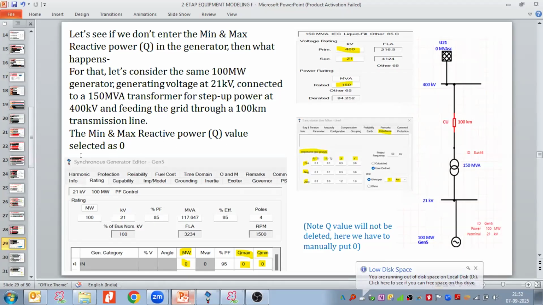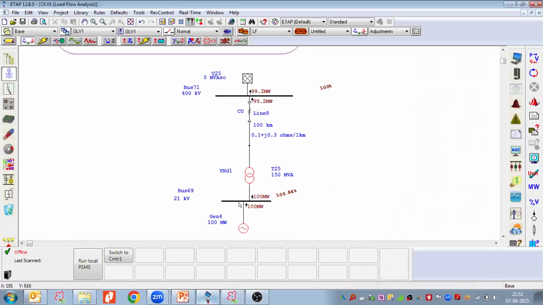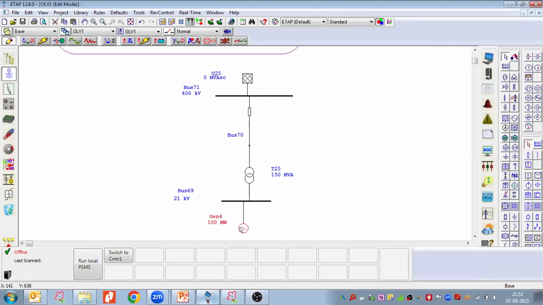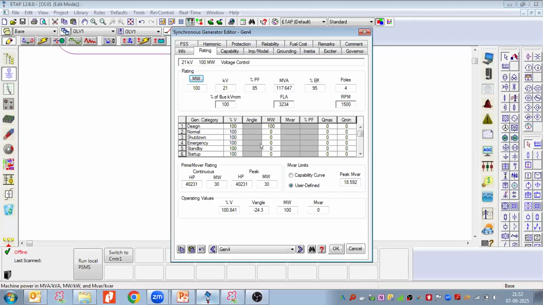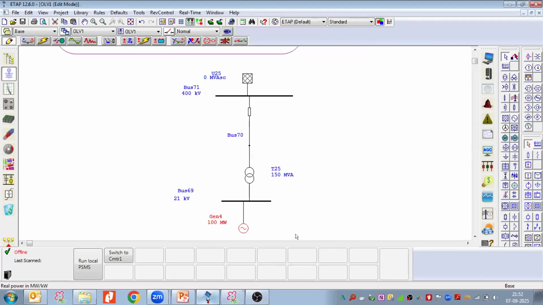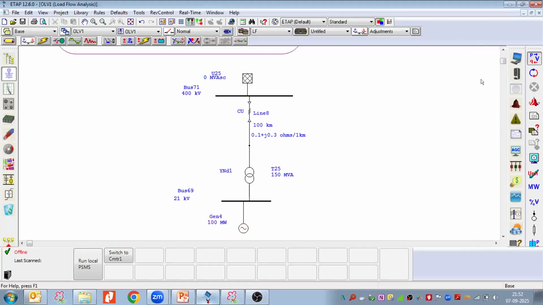Minimum reactive power value is selected as 0. Here we are putting all the values as 0. Here everything is 0. Let us put this value also as 0. Reactive power is not flowing, some active power is flowing, 100 megawatt.